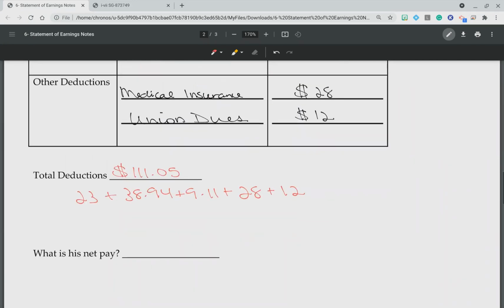All right, so then remember, to find my net pay, I take my gross pay, which was $628, and I subtract my deductions, which is $111.05. So what I am taking home on my paycheck is going to be $516.95.